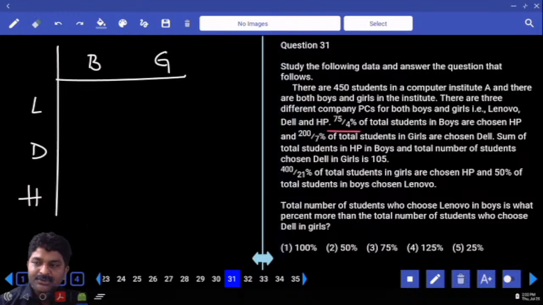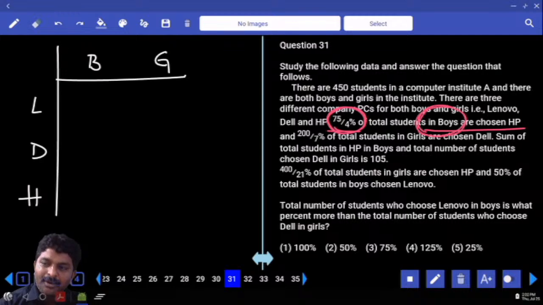75/4% of the total students in boys are chosen HP. So this percentage must be calculated on boys only. So how many boys are there? Do we have any data? No.